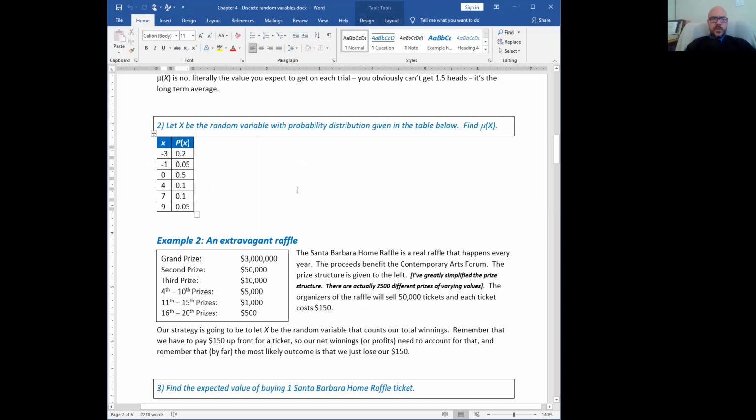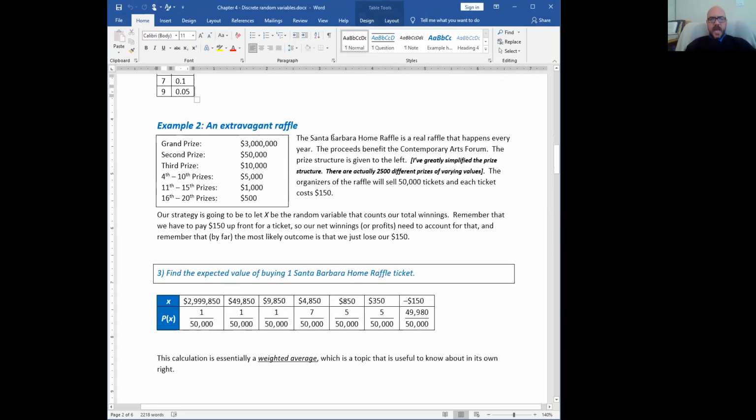All right, so here is an actual raffle that occurs every year. This is the Santa Barbara Home Raffle. It's kind of famous around here. I don't know how many of you know about this, but this is a real thing. They raffle off a house, a very nice one, right? So this is actually from 2018 when I wrote this. So this is a couple years ago, and the grand prize was a house worth approximately $3 million.